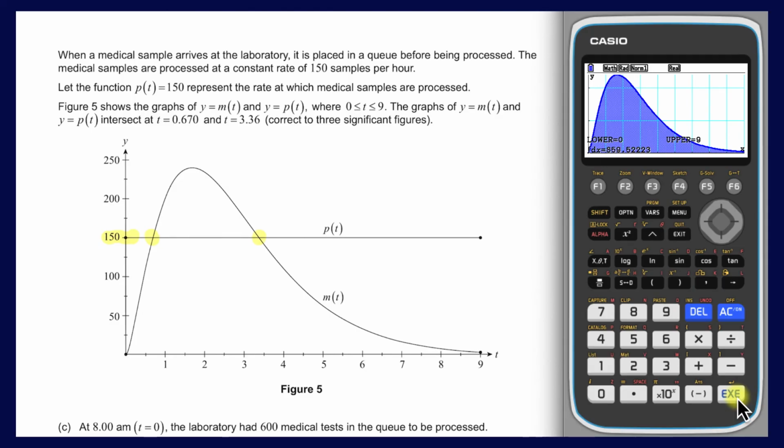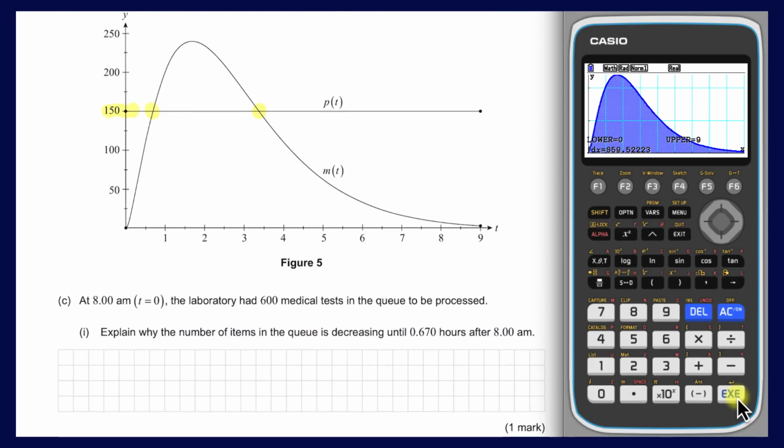And we're also given this important bit of information that it starts off with 600 tests in the queue. So even though there aren't many arriving first thing in the morning, they can start processing straight away. So first of all, we're asked to explain why the number of items in the queue is decreasing until a certain period of time, and that is because the rate of processing is greater than the rate of arrival.